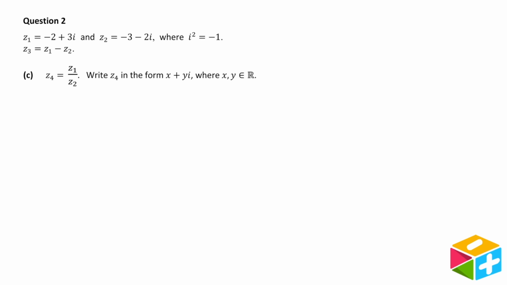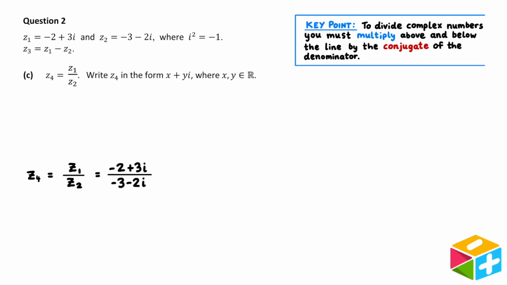We must calculate z4, which is equal to z1 divided by z2. We know what z1 and z2 are, so let's write these expressions in. We're trying to divide complex numbers here. To tackle this, there's a bit of theory we need to know. To divide complex numbers, we should multiply above and below the line by the conjugate of the denominator.